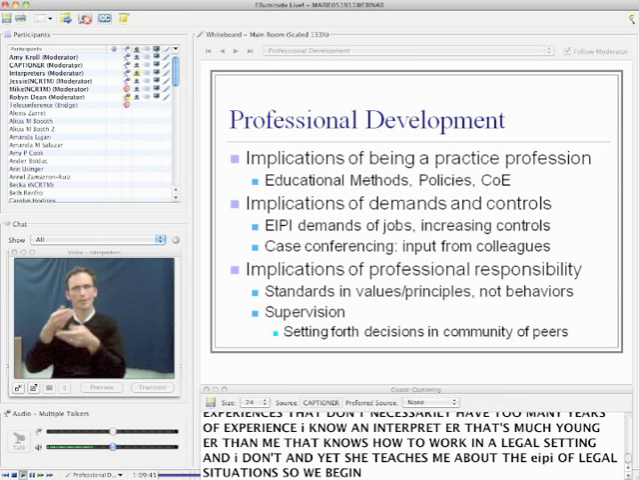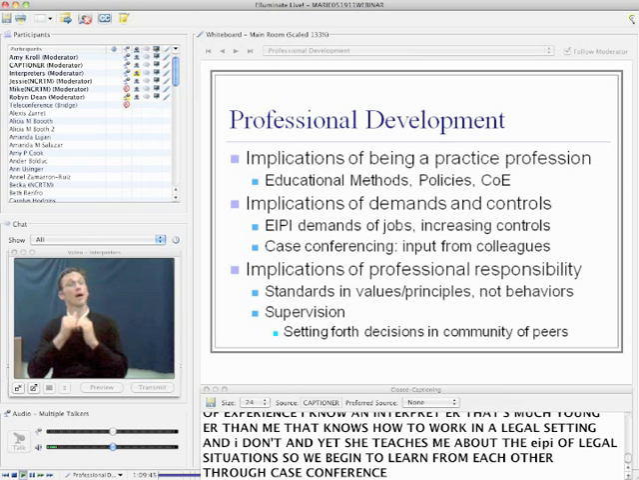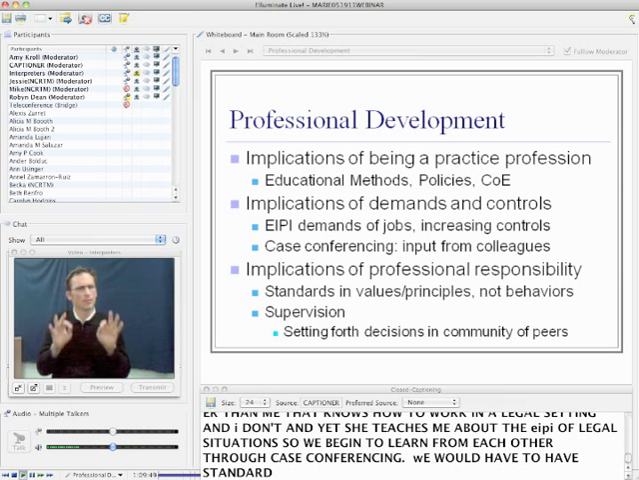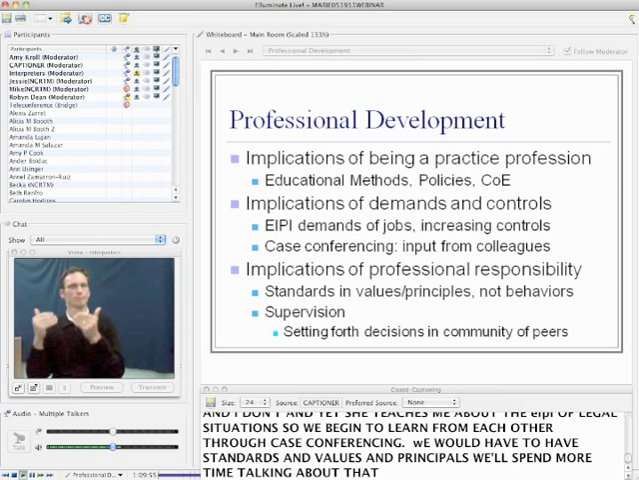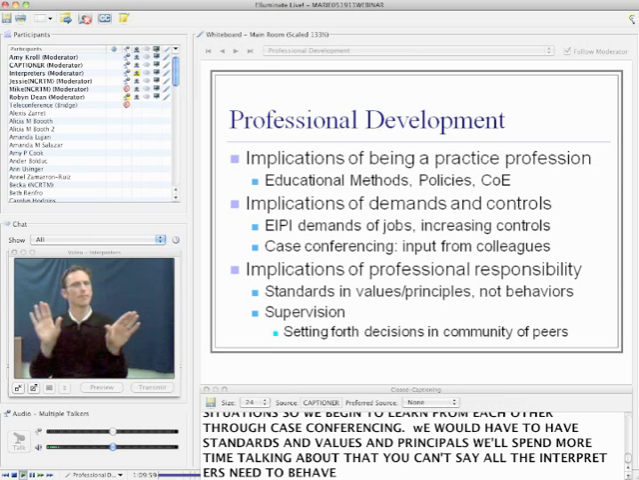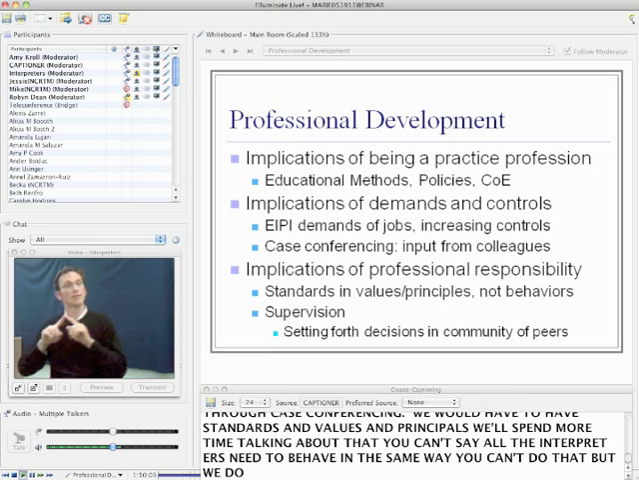What would be the implications of professional responsibility? We would have to have standards and values and principles, not in behaviors. We'll spend more time talking about that. We can't say that all interpreters need to behave the same way. You can't do that because the contextual factors change. But we do need to be able to have some consistency in how we apply values and principles.